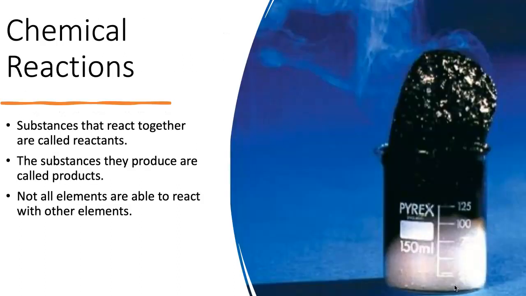So, what is a chemical reaction? You probably need some terms. There's always lots of new words in science, isn't there? Substances that react together we call the reactants. So carbon and oxygen would be our reactants. The substance they produce, carbon dioxide, will be our product.